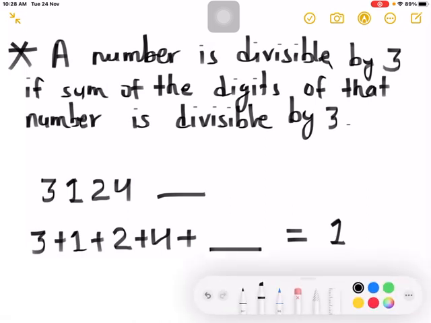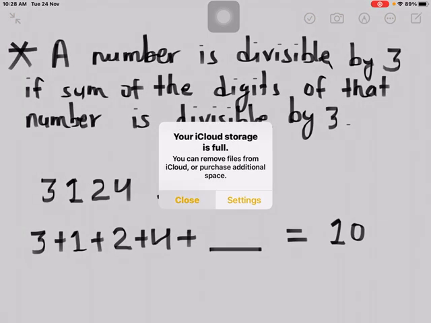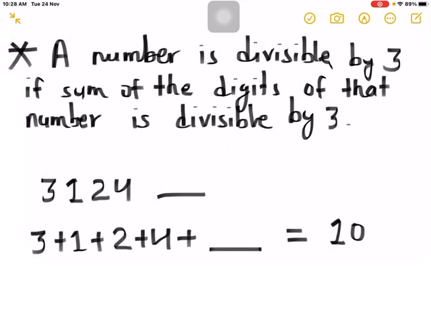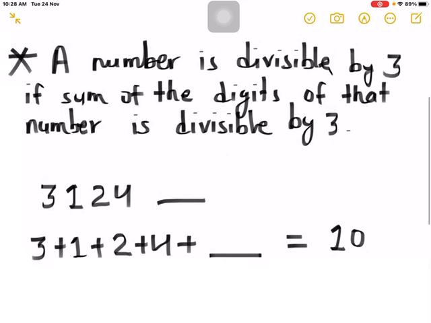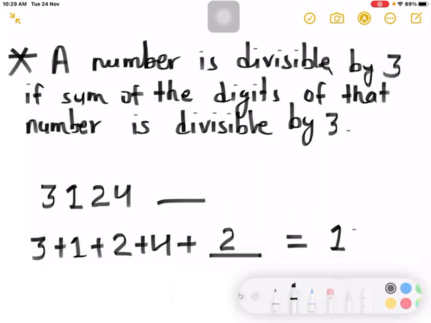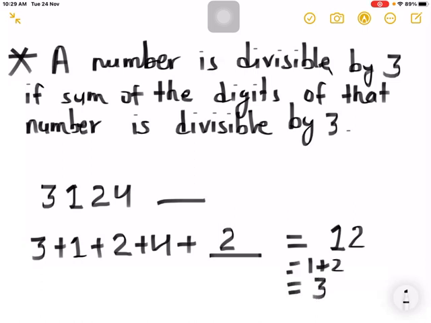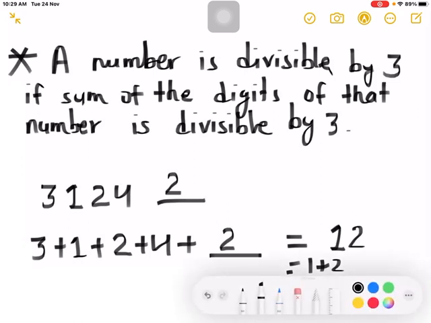Okay, before, the sum was 10, that is why. So if you add 2, then what will it be? If you add 2, then here the sum will be 12. Yes, 1 plus 2 is equal to 3. 3 is divisible by 3. Yes, then our option here, you can add 2. If you add 2, then the whole number will be divisible by 3.